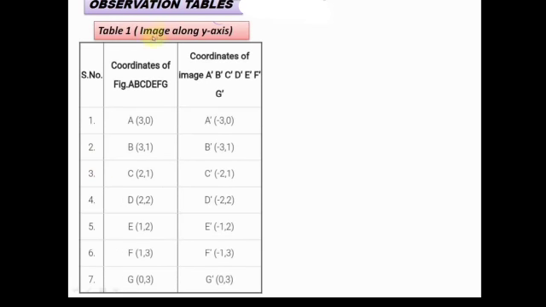Student, table number 1, image along the y-axis. These are the coordinates of all the points which we represent in the first quadrant, and we get the images in the second quadrant. A (3, 0), mirror image of A is A dash (-3, 0). Mirror image of B is B dash (-3, 1). As you can see here student, in all these points, the x coordinate is changing its sign.